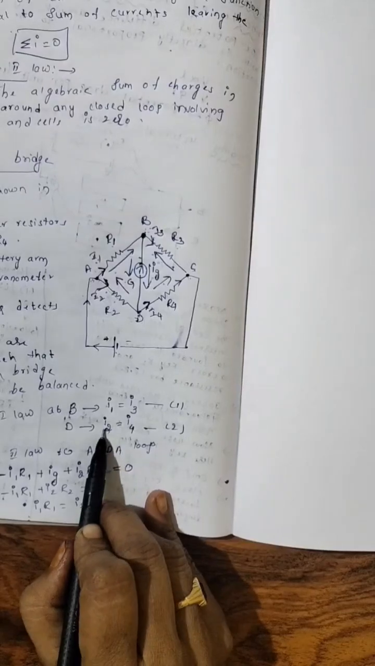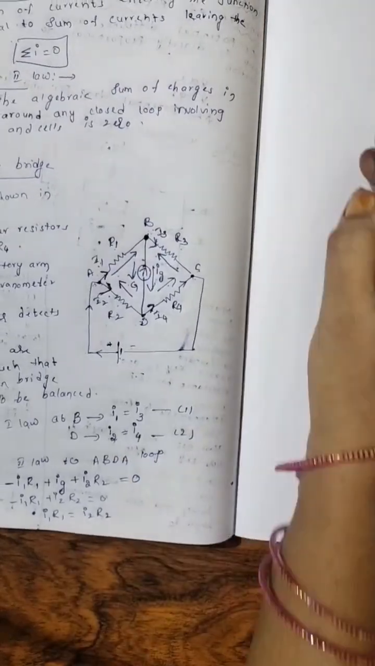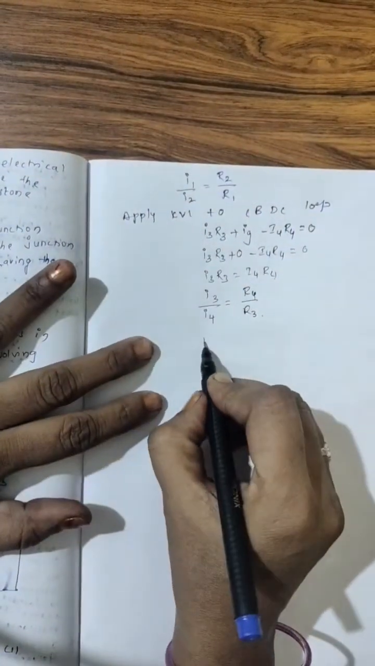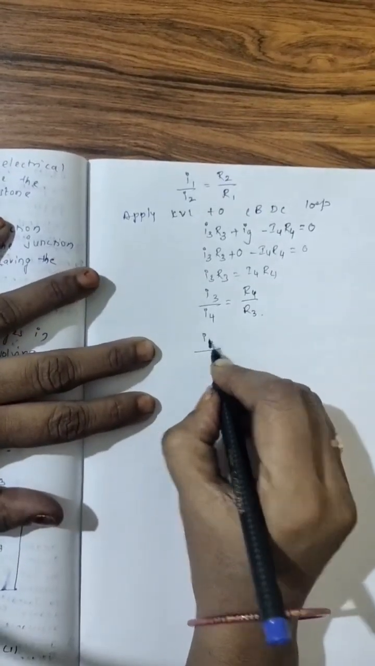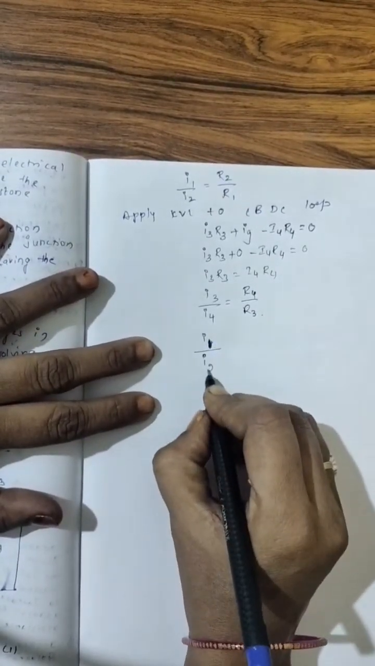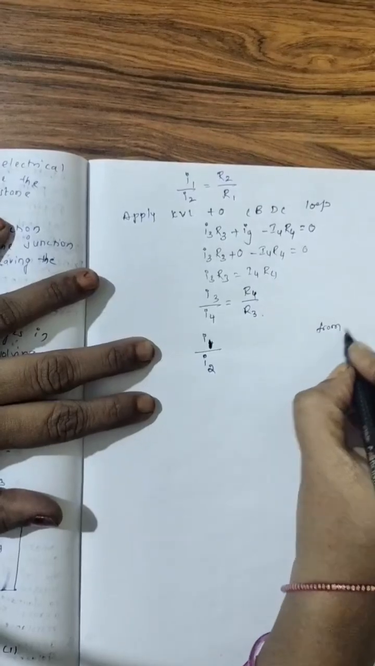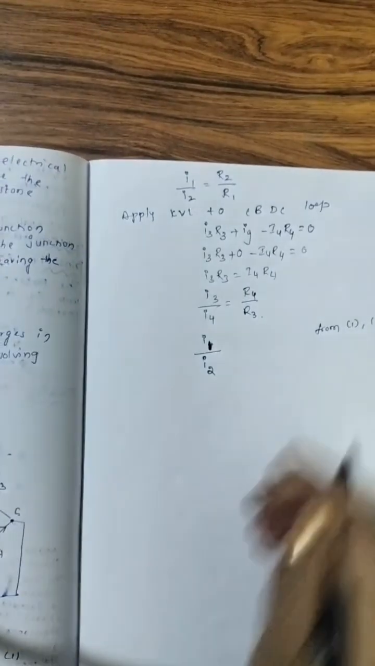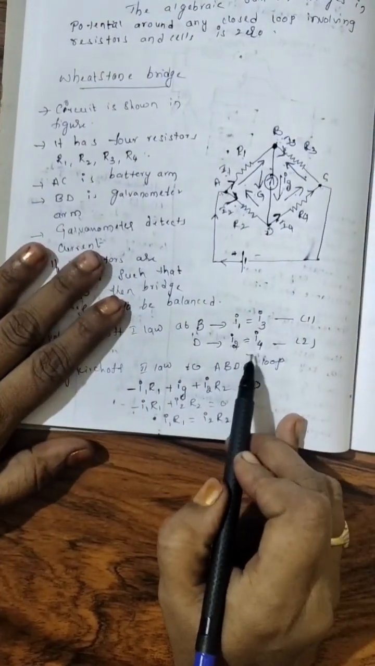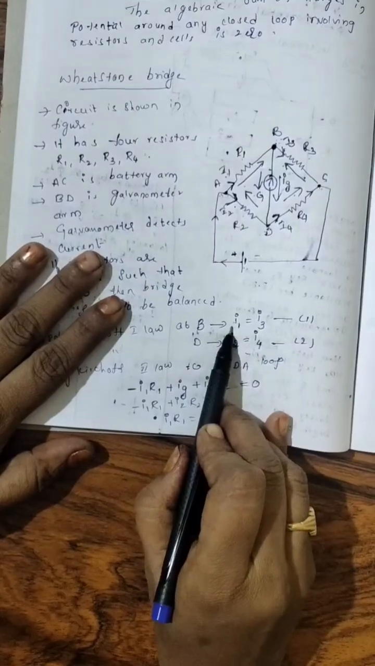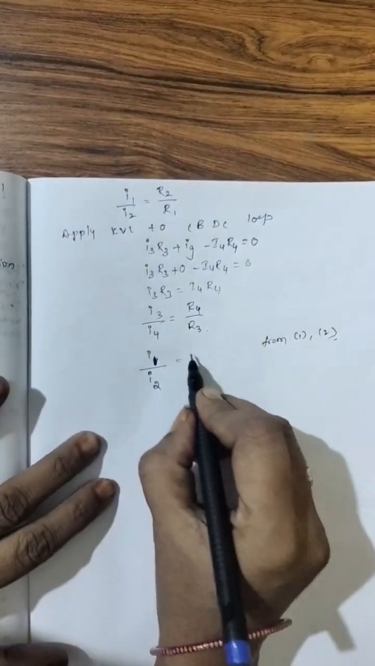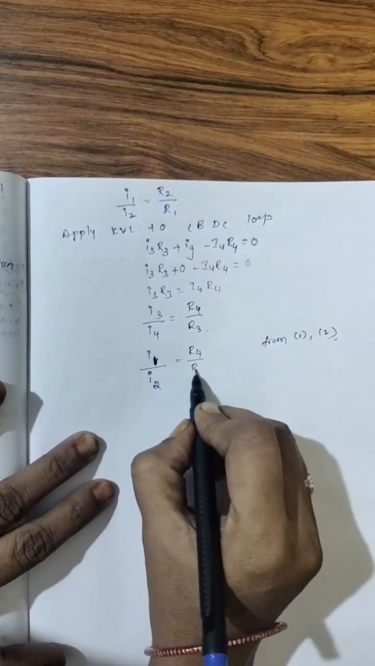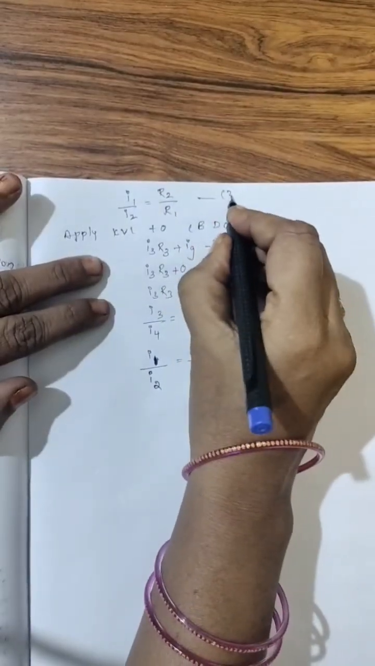Now next, from equations 1 and 2, I3 is equal to I1 and I4 is equal to I2. Let us substitute here. We are using equation 1 and 2. In place of I3, I substituted I1. In place of I4, I substituted I2. That is equal to R4 by R3. Put it as equation 3.